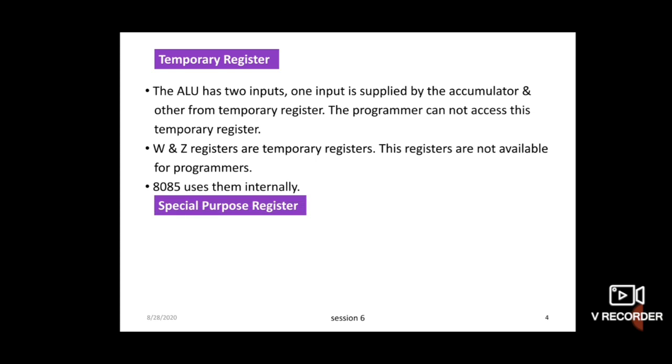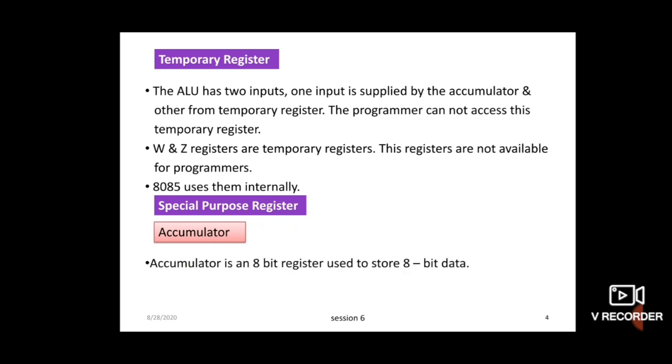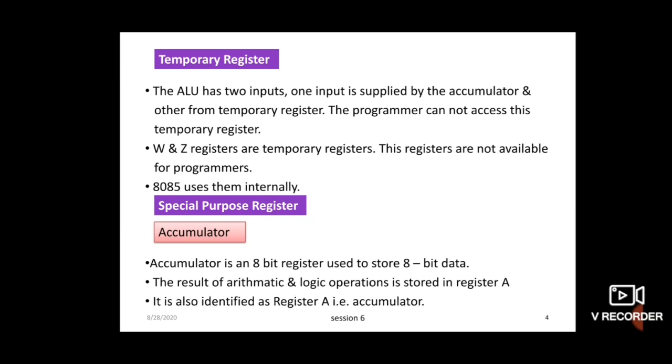Now next is special purpose register. First register is the accumulator. The accumulator is used for many purposes. First, the accumulator is an 8-bit register, meaning 8-bit data is stored in it. The result is also stored in the accumulator, that is, the result after an arithmetical or logical operation is stored in the accumulator. It is also called register A. Understood students? What is the accumulator? The accumulator is an 8-bit register.